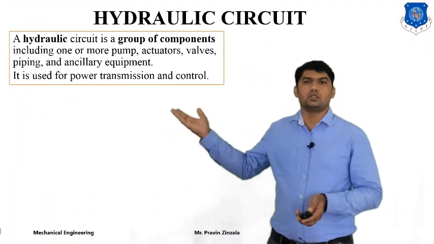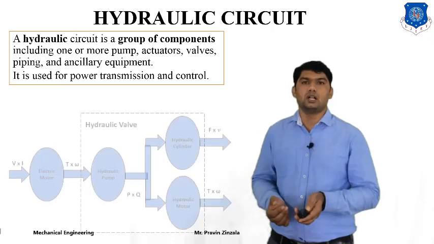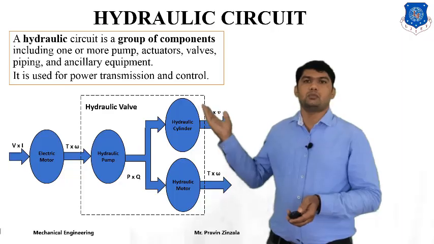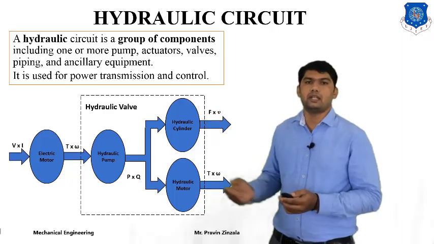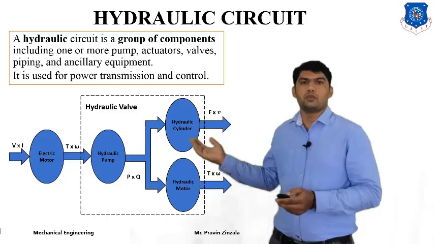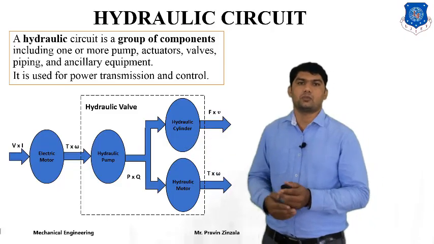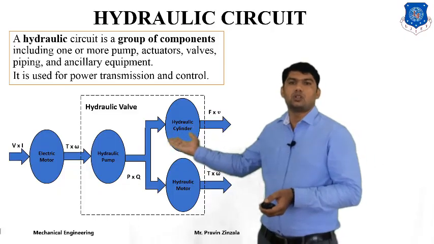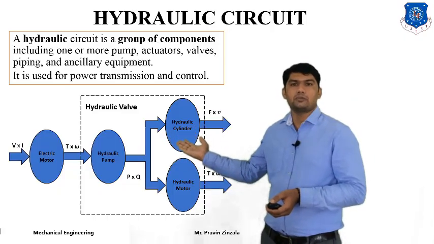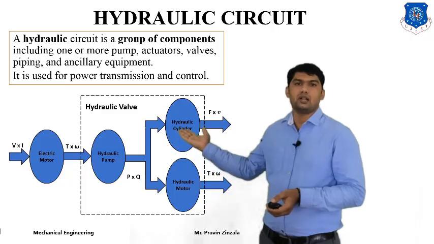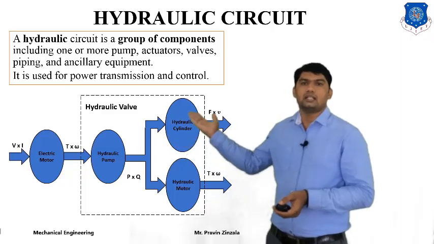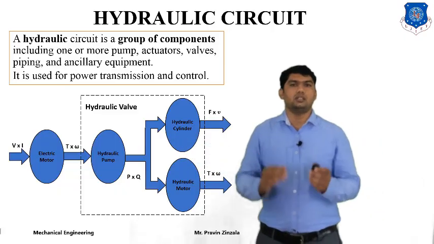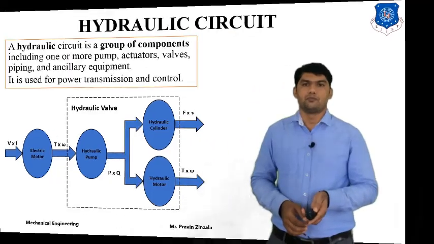We also discuss what a hydraulic circuit is. It is nothing but a group of components, including one or more components like the pump, actuator, valve, piping, etc., for the performance of our hydraulic circuit or of any application. Here the group of components is the electrical motor, then the pump, then different types of direction control valve, pressure control valve, flow control valve, and then the final actuator. So this is the basic of a hydraulic circuit. It is nothing but a group of components.